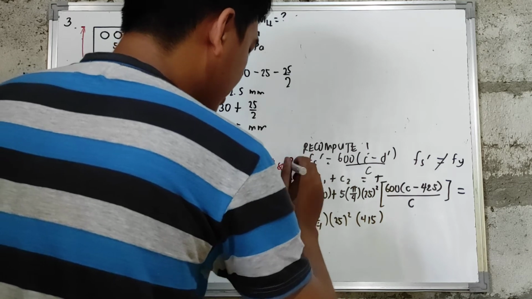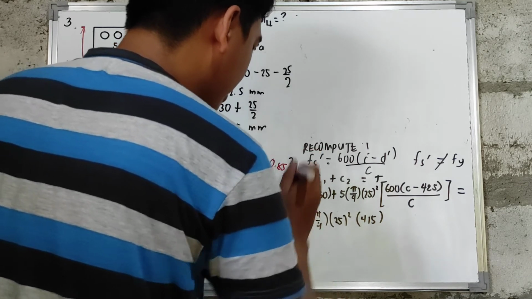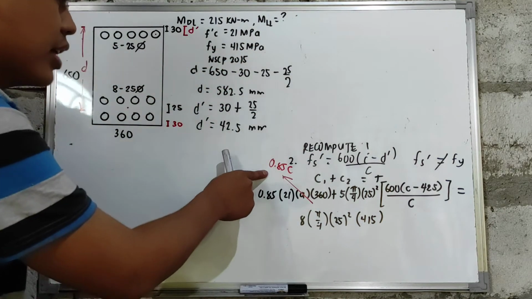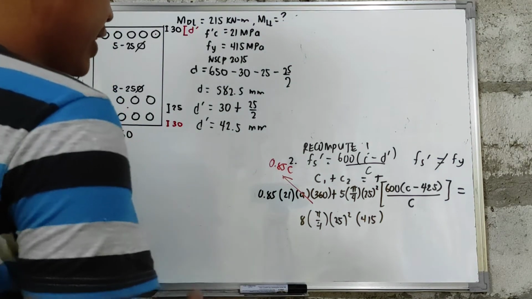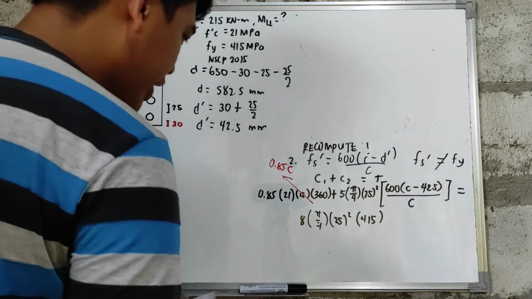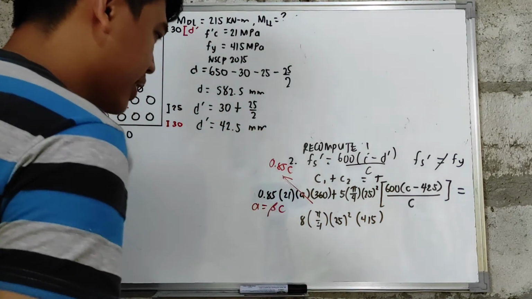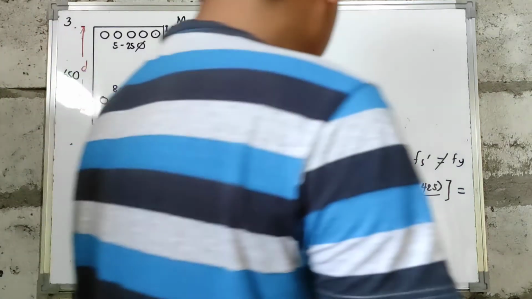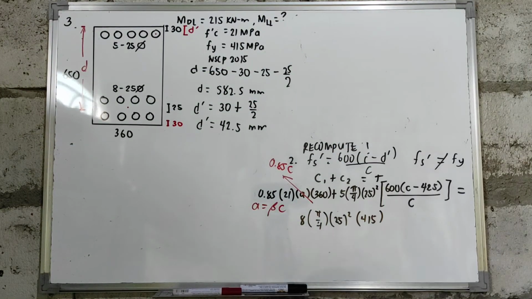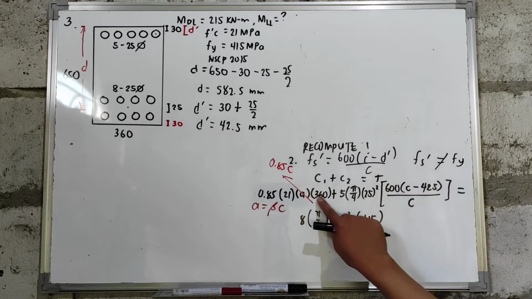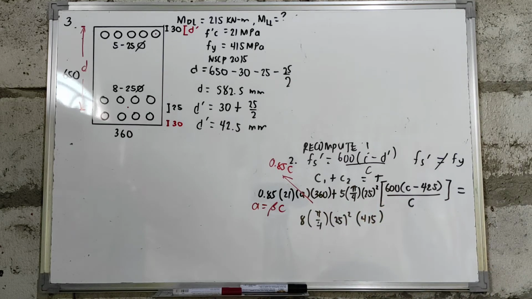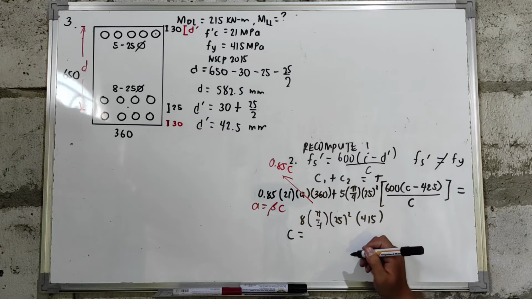Bakit sir, bakit 0.85 C po yan? Kasi nga, yung beta natin dito, that is equal to 0.85, wherein yung A natin, that is equal to beta multiplied by C. So substitute lang natin yung A natin dito. So in terms of C na lahat. In terms of C tayo dito, by shift solve, we can now calculate for the value of your C.